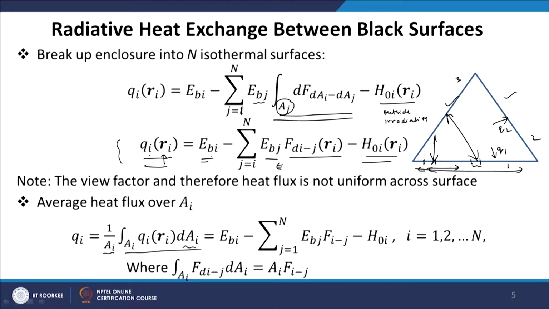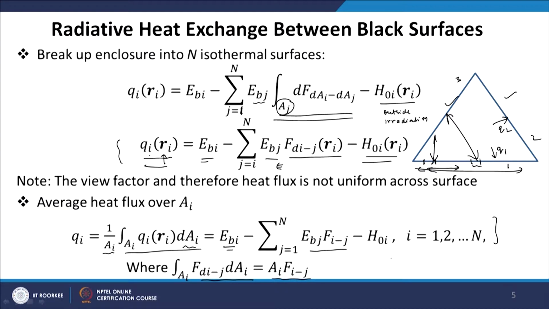Now we just substitute the value of q_i(r_i) in this expression. E_bi does not depend on the surface area A_i, so E_bi is taken out, minus the summation over j equal to 1 to n of E_bj F_ij. Now, F_ij is the finite area view factor. So, we define F_ij as A_i F_ij is equal to the integral over the entire area dA_i of F_dij. So, this is the expression that we will use in solving our problems.